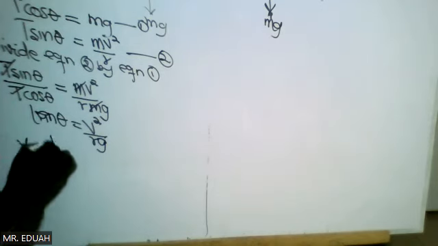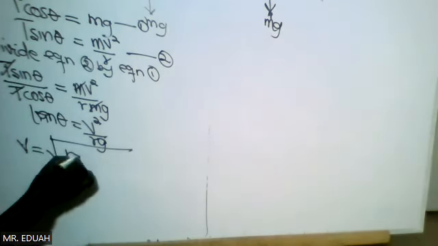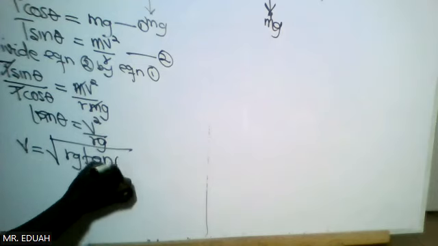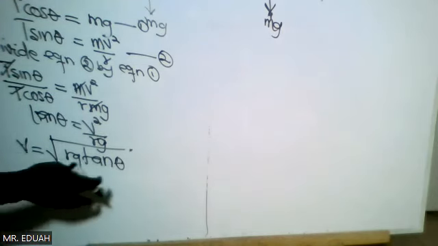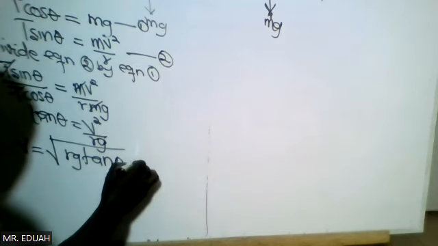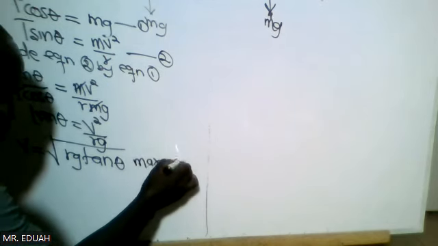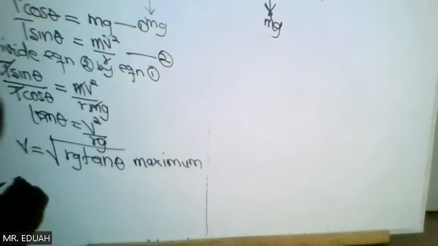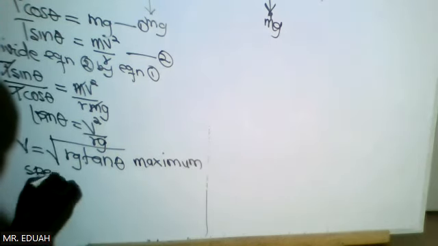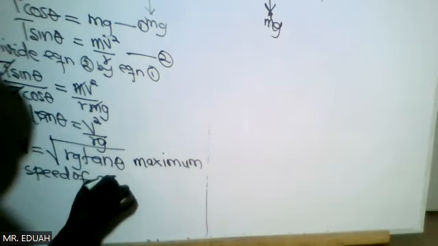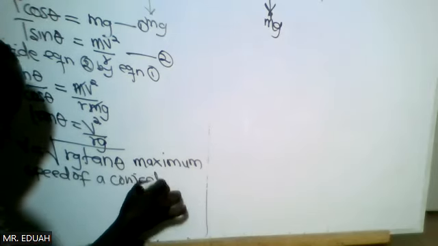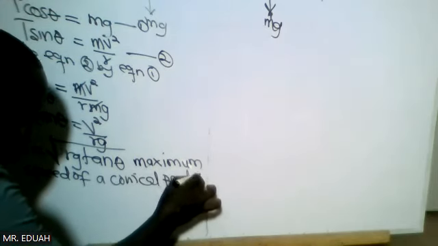When we make v the subject, we have v is equal to square root of rg times tan theta. And this is the expression for the maximum speed of a conical pendulum.